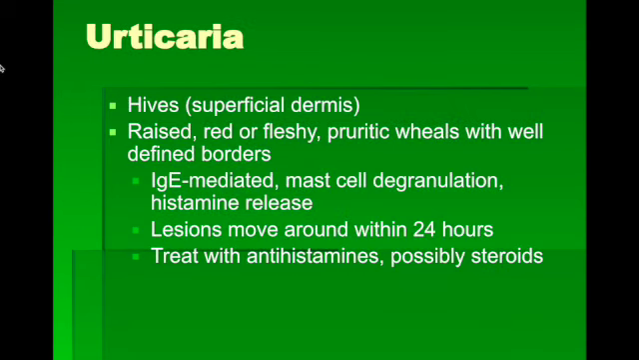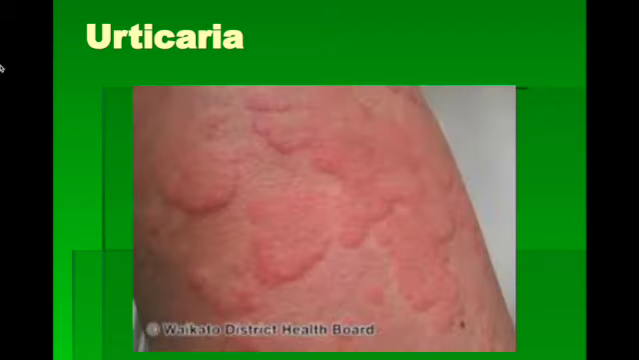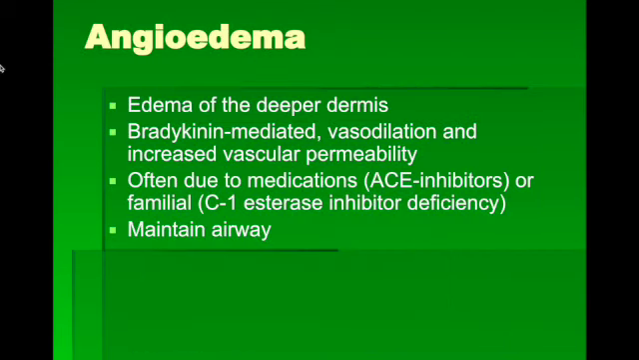Urticaria is characterized by hives or swelling in the superficial dermis, typically fleshy, very itchy, with well-defined borders. This is usually an IgE mediated mast cell degranulation. So mast cells are responsible for releasing histamine, and histamine is what causes swelling and itch. And these lesions will tend to pop up and then go away within 24 hours, and they pop up in a new place. We usually treat this with antihistamines, and we sometimes treat it with steroids if it's really bad. And this is what those wheals look like. It's well-defined geometric plaques.